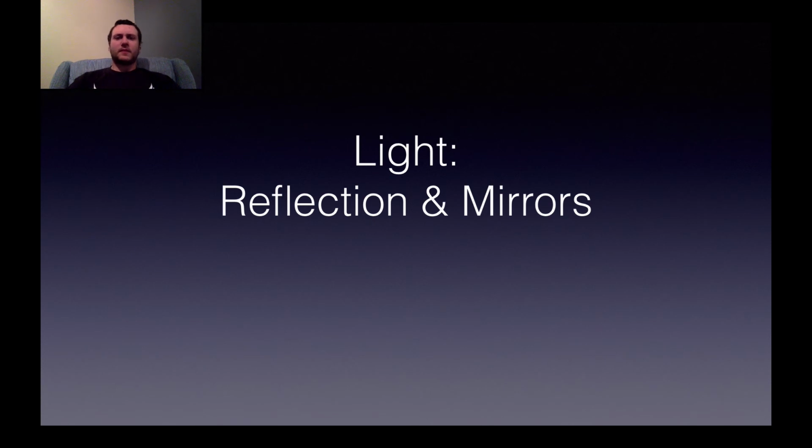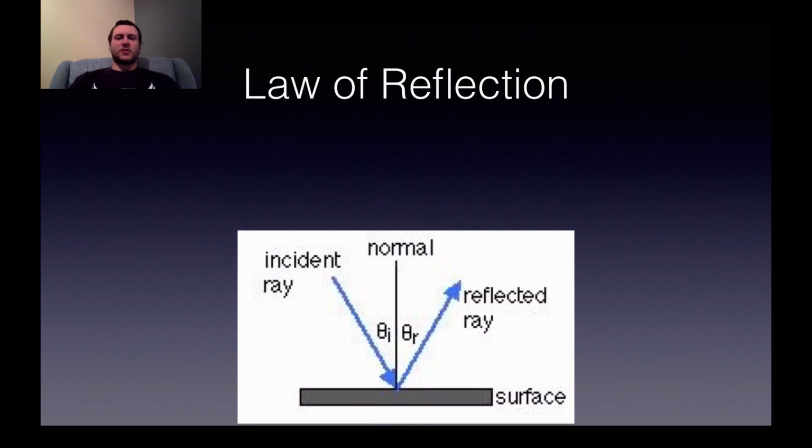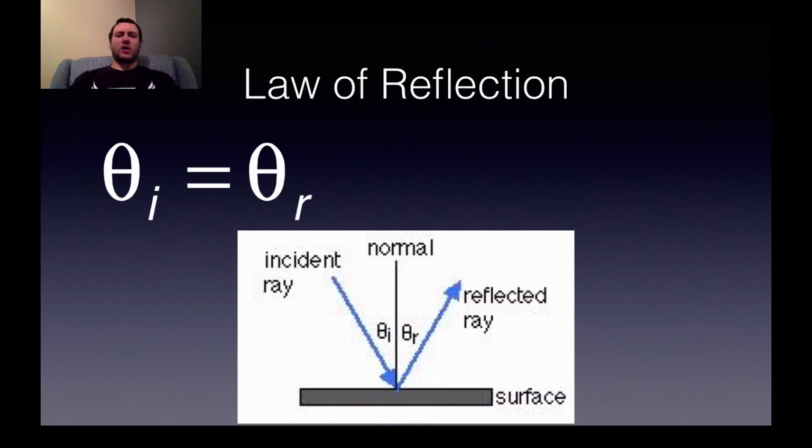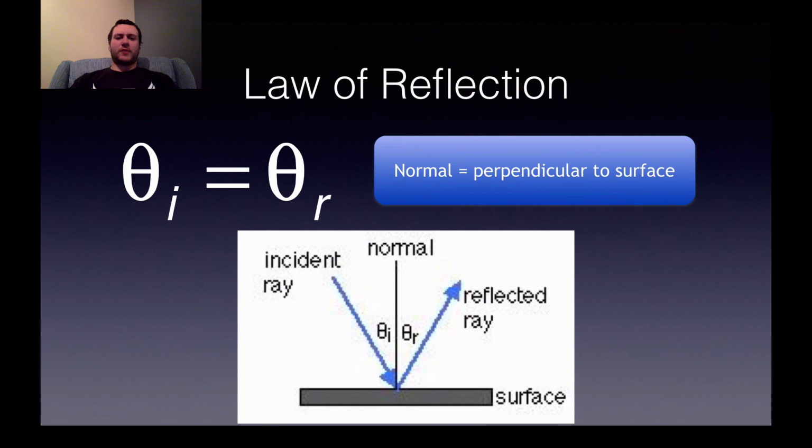Guys, in this video lesson we're going to take a look at light, the way that it reflects, and then we're going to look at how that light reflects pertaining to specific types of mirrors. So to start, we get what is known as the law of reflection. Now the law of reflection is the way that light is going to behave as it hits a surface and then leaves that same surface.